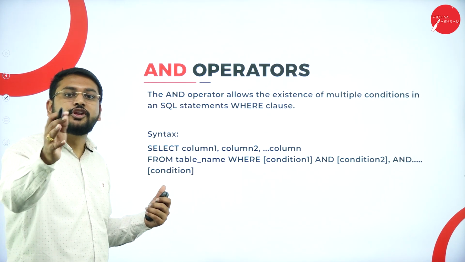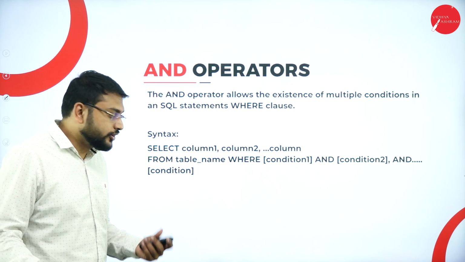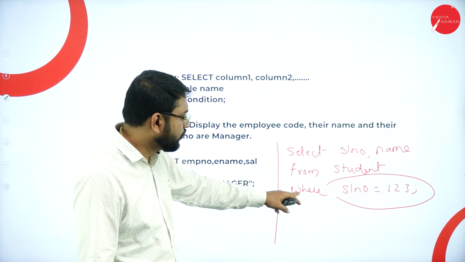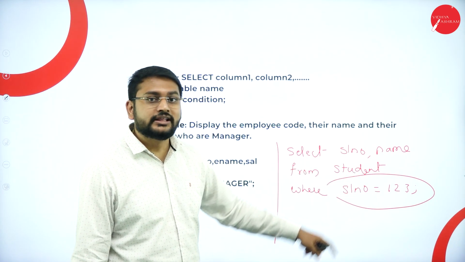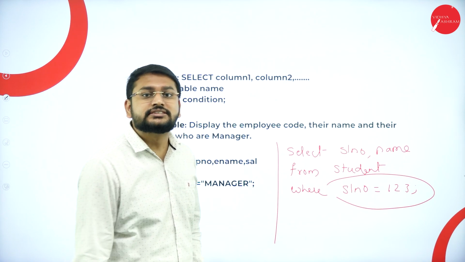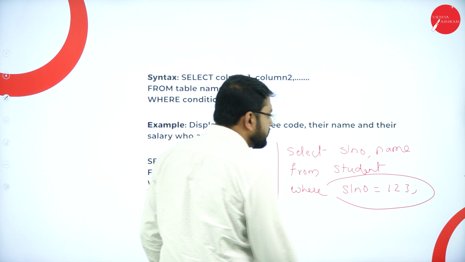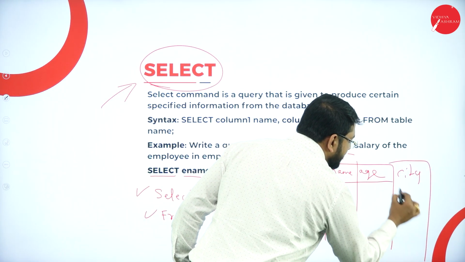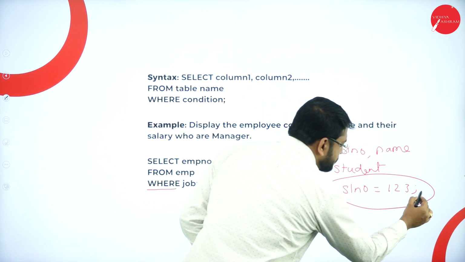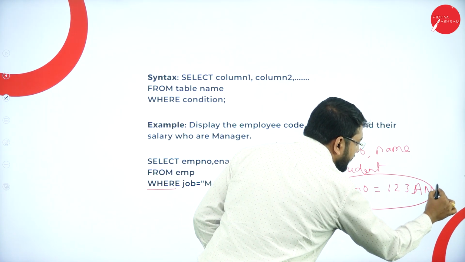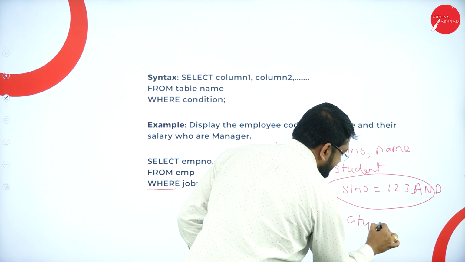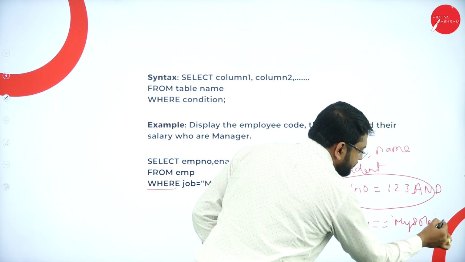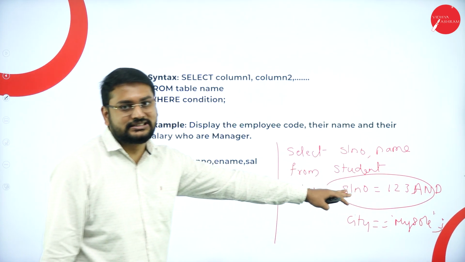AND is one of the logical operators, right? Where do I use this AND? Observe here, I have the condition: where serial number is equal to 123. I don't want only this condition. I want to check one more condition. Imagine I have one more column here, city. So now let me write the condition here. I will write AND city is equal to Mysore. Then I will give the semicolon.